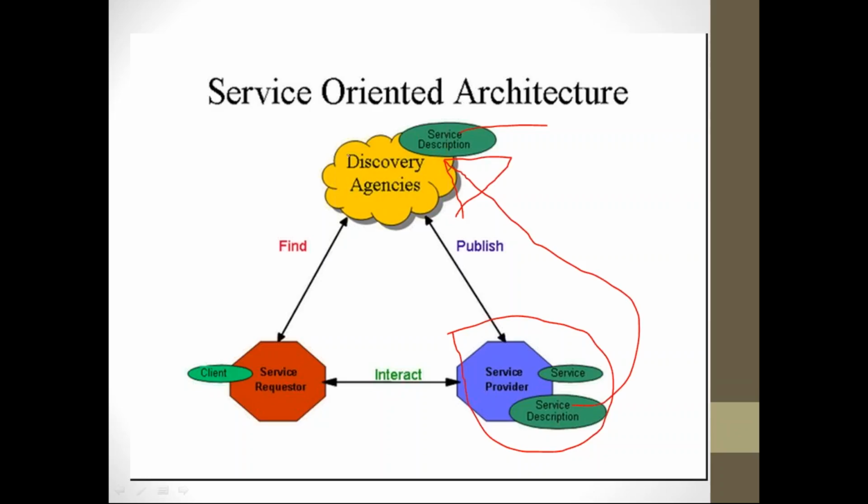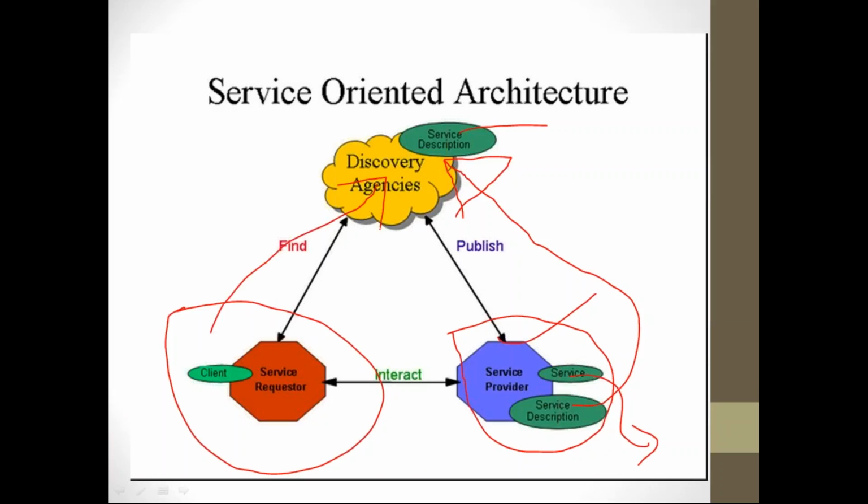So once the service is published over here, the task of the service provider is over. He can go ahead and try to develop a second service. Meanwhile, there might be another party called a service requester, which is also called your client. He might come the very same day, after 6 months, or after 2 years. He comes over here and performs the find operation on this discovery agency based on his requirement.